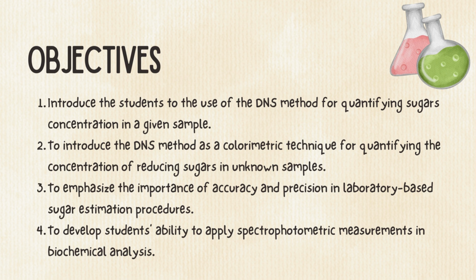For objectives, first, to introduce students to the use of the DNS method for quantifying sugar concentration in a given sample. Second, to introduce the DNS method as a colorimetric technique for quantifying the concentration of reducing sugars in a known sample. Third, to emphasize the importance of accuracy and precision in laboratory-based sugar estimation procedures. Fourth, to develop students' ability to apply spectrophotometric measurement in biochemical analysis.